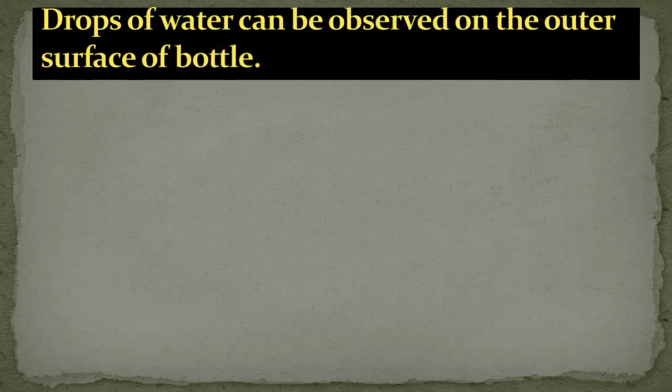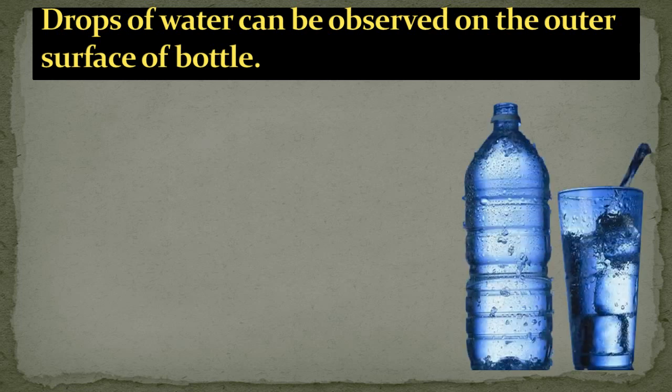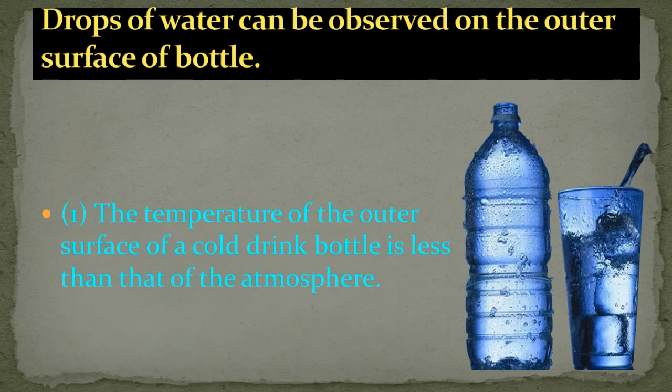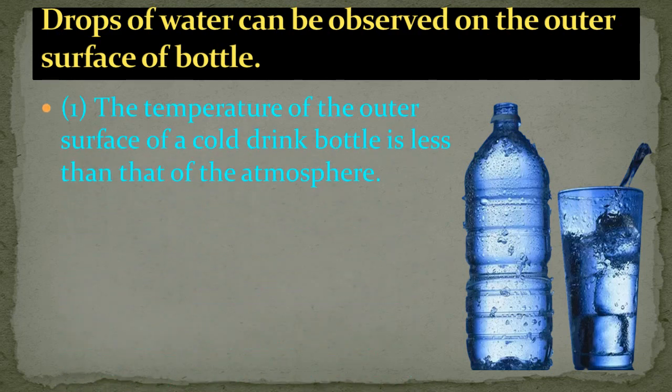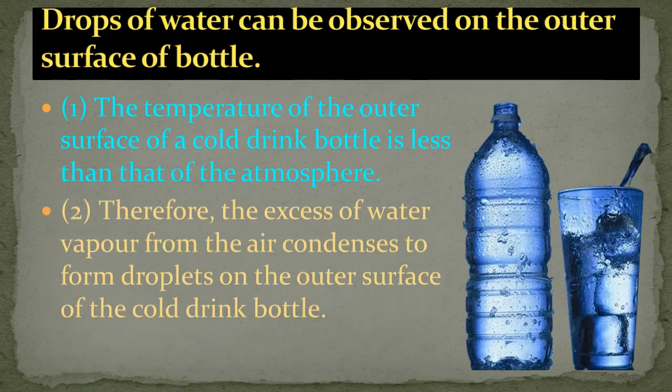Now next: drops of water can be observed on the outer surface of a bottle. When we take a cold water bottle out of the refrigerator, drops of water can be seen on the outer surface of the bottle. Why? Here you can clearly observe the drops of water outside the bottle. The temperature of the outer surface of the cold drink bottle is less than that of the atmosphere, and therefore the excess water vapor from the air condenses to form droplets on the outer surface of the cold bottle.